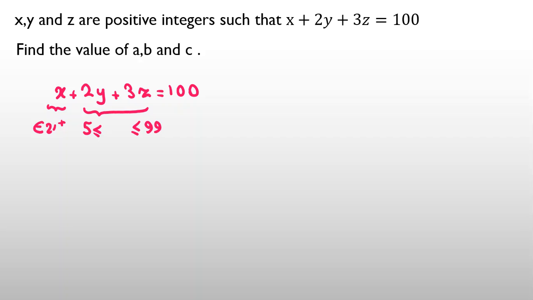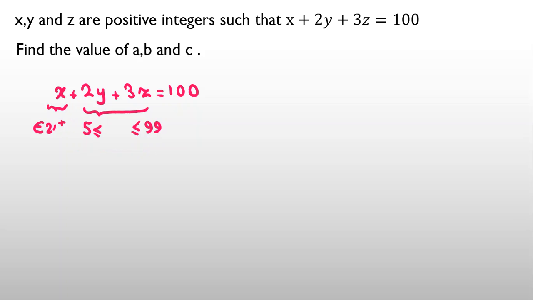And at most 99. Why? Because if it is 100, then x will be 0. So if we want to find the maximum of this part, we should find the minimum of x, which is 1. So the maximum of this part is 99.